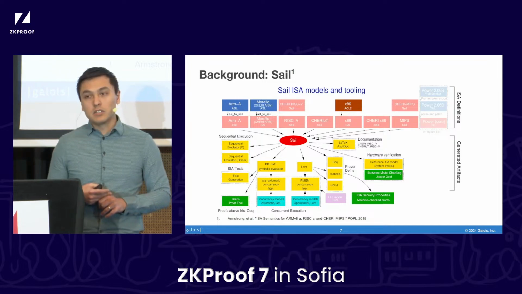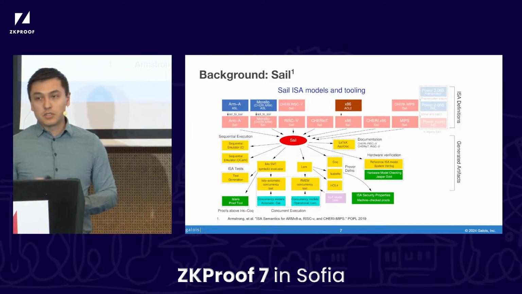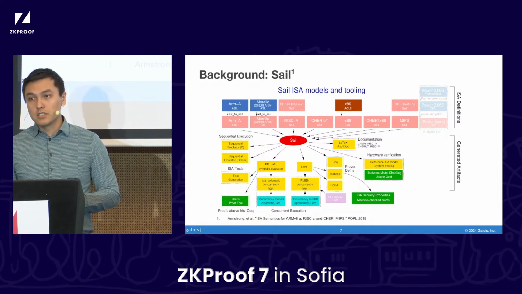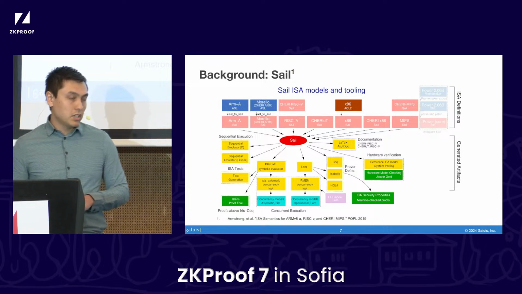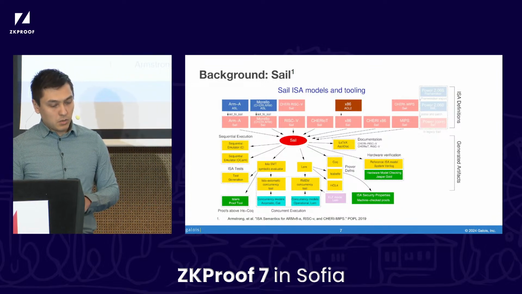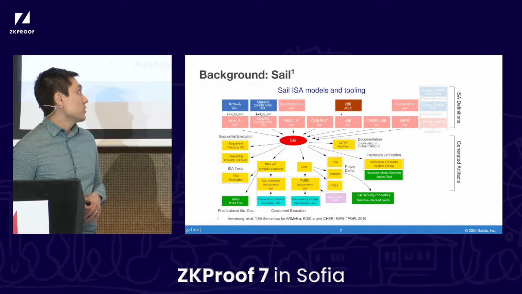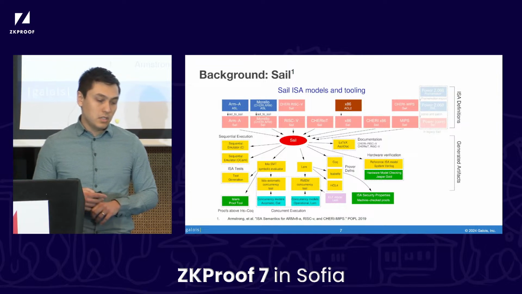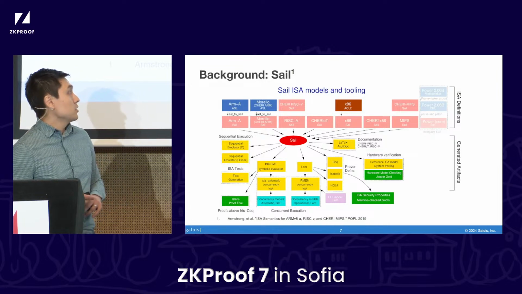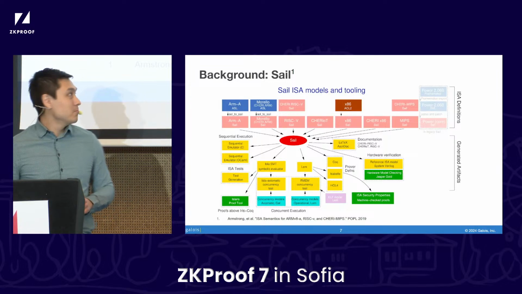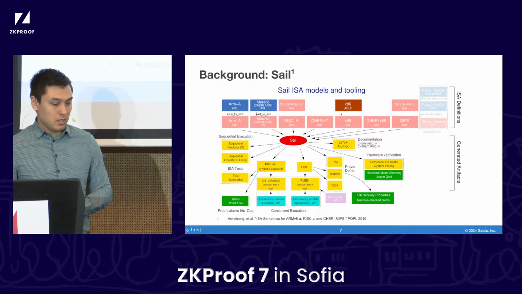You can pass these models into Sail, and then Sail has a bunch of functionality. You can extract simulators in C or in OCaml. You can do some automatic property-based testing of these architectures. And what we're focused on is you can extract to different theorem provers, such as Coq or Isabelle, and then prove properties about it. One thing that you'll notice is there's no Lean in this picture, so that's what we're aiming to develop.